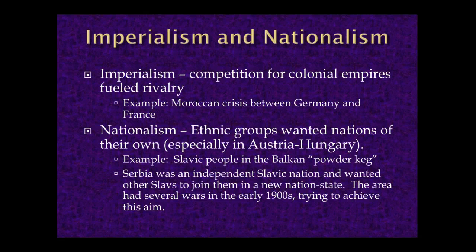For example, the Slavic people in the Balkan region want their own countries, which the Balkan becomes known as the powder keg of Europe. So Serbia is an independent Slavic nation, and they want other Slavs to join them in their new nation state. As these other countries, well, territories in the Balkan region, start to fight for their independence, Serbia thinks that they should not be under the control of Austria-Hungary, but that because they are all Slavs, they should be part of Serbia.